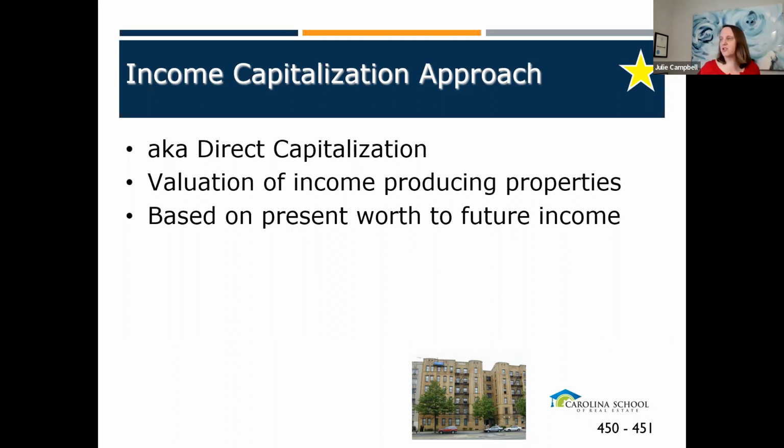The income capitalization approach says that the value of the building can be determined based on how much rent it collects. How much income does it produce? So we're going to look at income producing properties. If the appraiser is looking at a home and it doesn't collect rent, they won't be able to use this approach. They would just have to rely on sales comparison and the cost approach. It's based on the present worth of future income, which means how much money can you make off of this building? How much rent do you expect to collect?